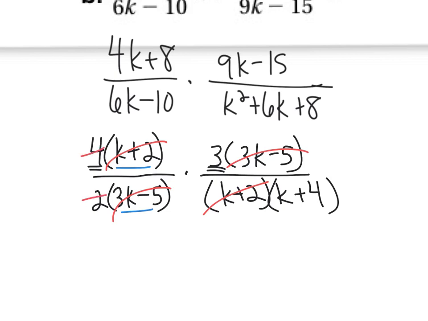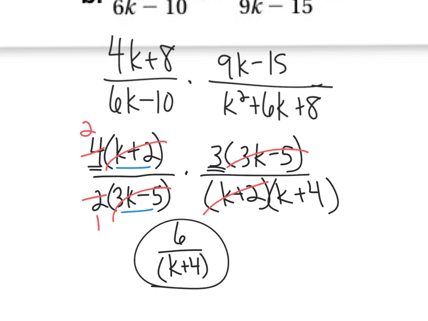The 2 and the 4, we can reduce both of those by 2. And then now in the numerator, we're left with 2 times 3, which is 6. In the denominator, we're left with 1 times k plus 4, which would just be k plus 4. Again, I would recommend the k plus 4 in parentheses so nobody tries to reduce the 6 and the 4 down. K plus 4, if you don't have another k plus 4, you can't reduce it.